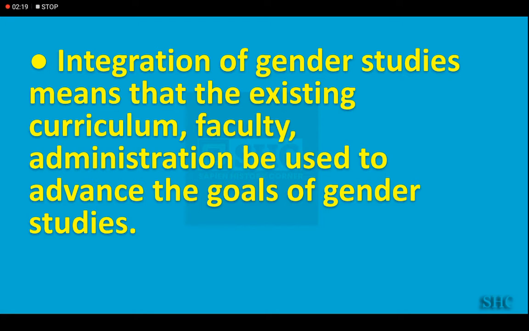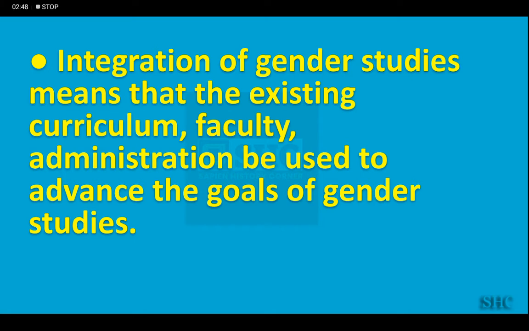Then the administration should be changed and tweaked in a way that women are also part of the administration. If women are part of the administration, they will be more well versed in the problems which women face, and then they will be able to tweak these organizational structures accordingly. So integration folks say that gender studies should be absorbed into every course and curriculum to advance the goals of gender studies.